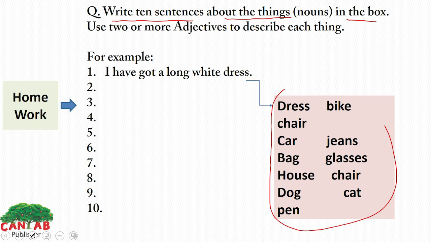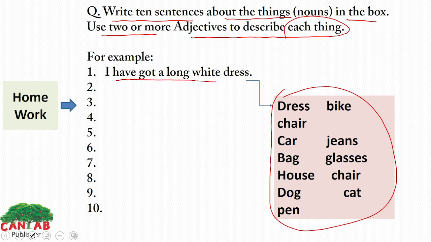These are the things or nouns. This is your box. Use 2 or more adjectives to describe each thing. Like the first one is done for you: I have got a long white dress. You see, dress is given in the box here, the thing or noun. The long here is the size, and the white is the color. So it is written in the proper order of adjectives and dress is the noun.